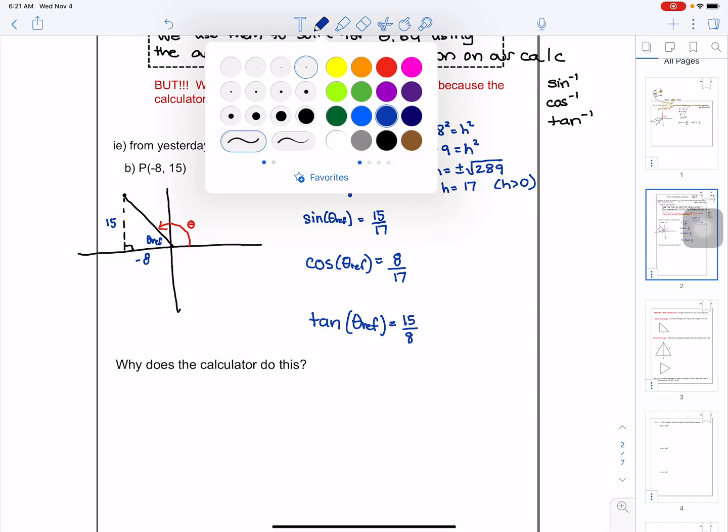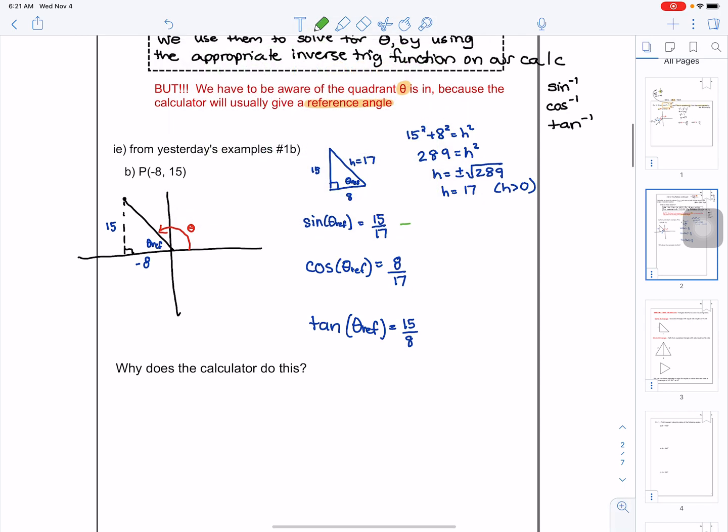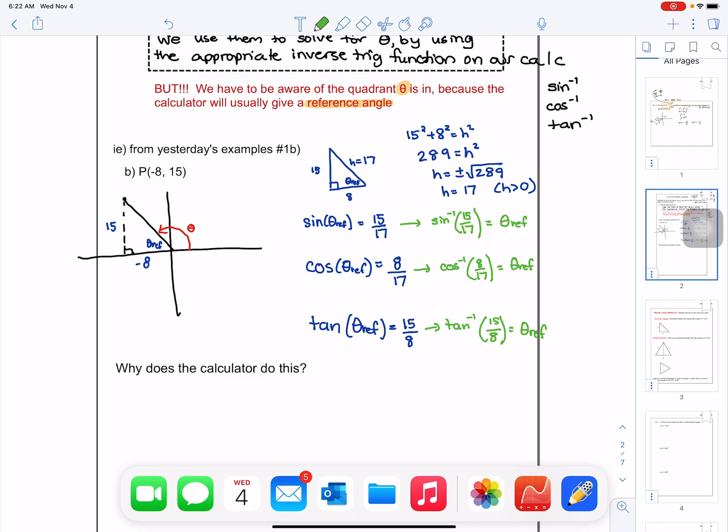Now, if I were to use the appropriate inverse trig function, I could do sine inverse of 15 over 17 and get an answer. I could do cos inverse of 8 over 17 and get an answer. And I could do tan inverse of 15 over 8 and get an answer. Now, because these all represent my theta reference, it should give us the same value. So let's go ahead on our calculator and take a look at that.